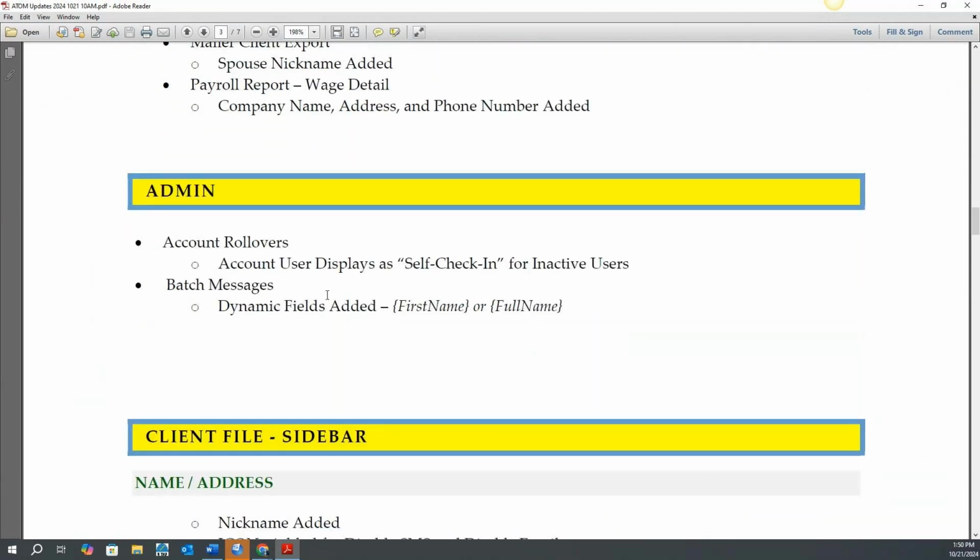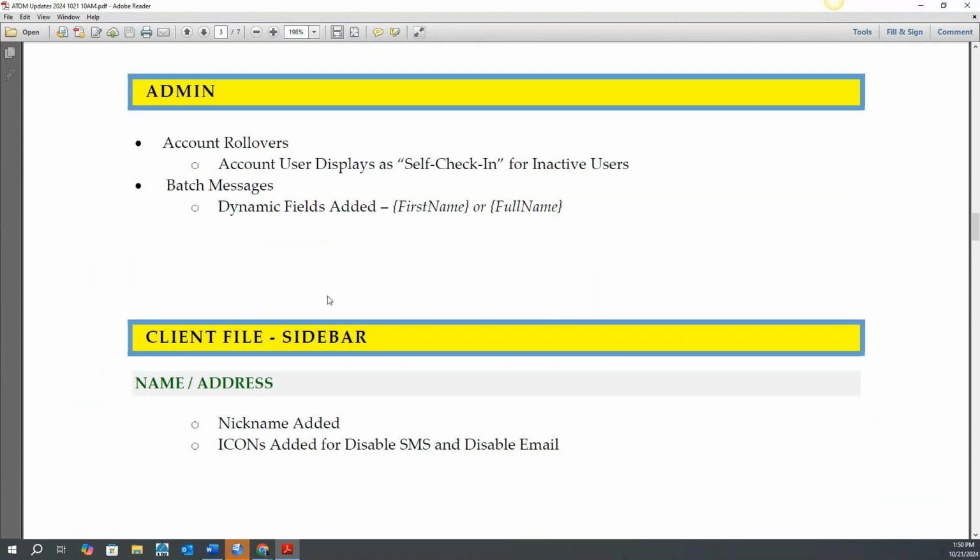Wasn't there before. Admin, so for your account rollovers, we had an issue if you're rolling over to the next year, say 23 to 24, you have some users that are inactive that were listed as a preparer, like account user, as opposed to them rolling now into the next year, which they're not working for you anymore. It'll now say self check-in. That's kind of like our default user if there is nobody, a selected user. Batch messages, we've added some dynamic fields, so now you can add the first name and full name to the email and portal messages.